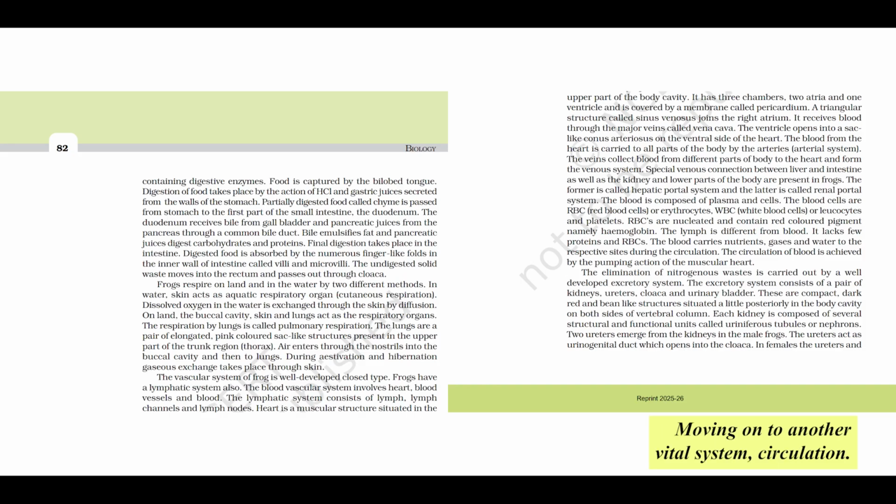Moving on to another vital system, circulation. The vascular system of the frog, responsible for transporting blood, is remarkably well developed and is of the closed type. This means blood always flows within a continuous network of vessels, arteries, veins, capillaries, and never directly bathes the tissues in open sinuses. It's characteristic of more evolved circulatory systems. Importantly, alongside the blood vascular system, they also possess a separate yet interconnected lymphatic system. Let's break down its components.